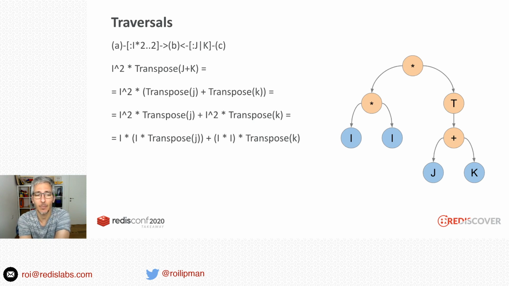And as a last step, we can choose which multiplication we want to perform first. So we can do I times, and then within parentheses, I times transpose J, plus I times I first, and then multiply by transpose K. And so we might look at some expression and then expand it to hopefully reach an expression which will be cheaper to compute.